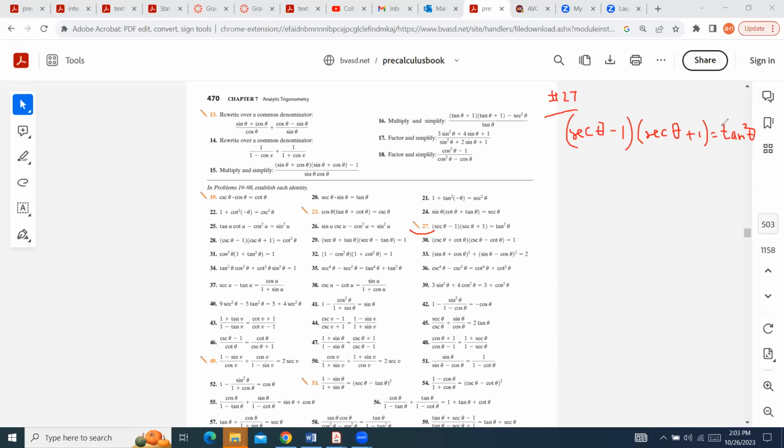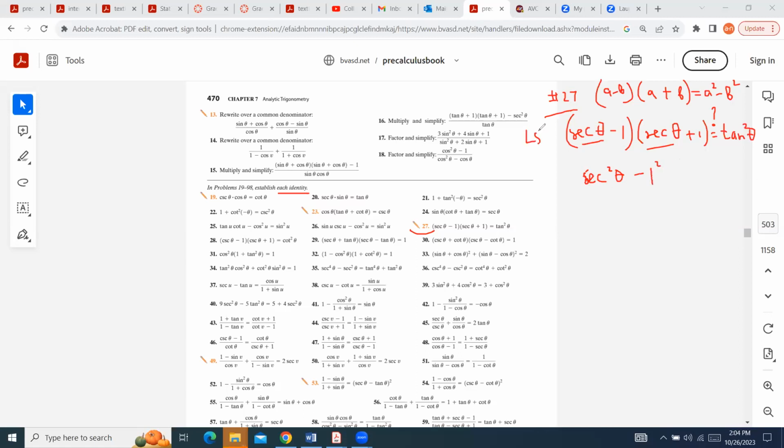And here's the question. Identify, or actually prove, the identity that the product of two parentheses is actually tangent squared. Well, I guess this is something called standard, because we can recall such a formula that a minus b multiplied by a plus b is the same as a squared minus b squared. So with this formula in mind, I will notice that instead of a, I can use secant, and instead of b, I get 1. So it's going to be secant squared theta minus 1 squared.